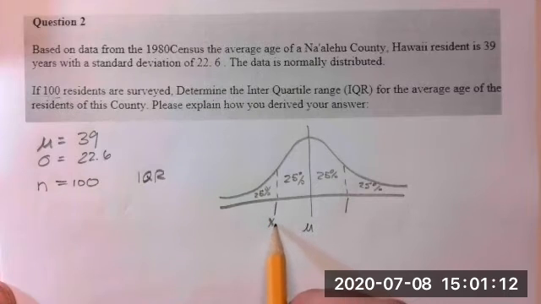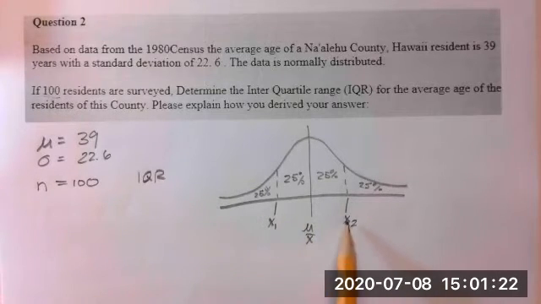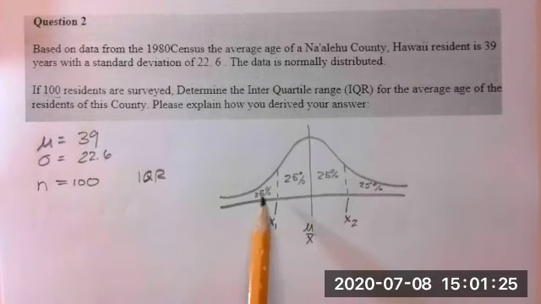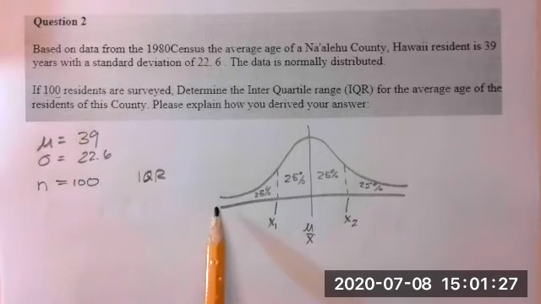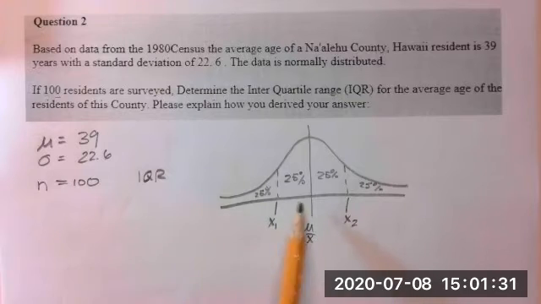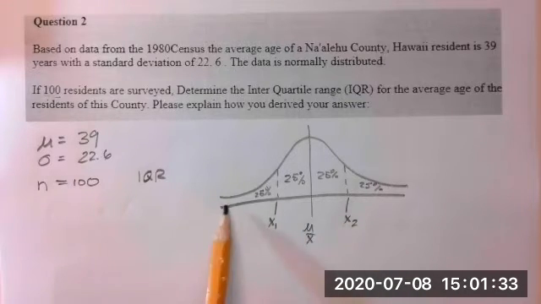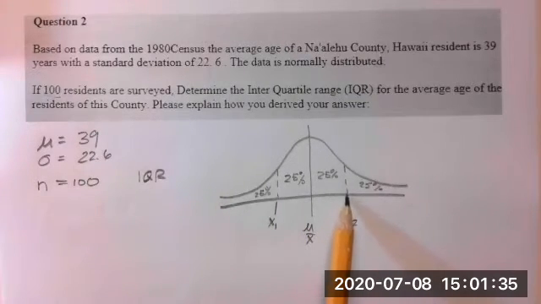I'm going to call this value x1, and this value x2. This is my mean, or x bar. I just want to know the difference between those values. So the first thing I need to do is figure out, for a normal distribution where this is 0 to 100%, what are the z values that go here and here.